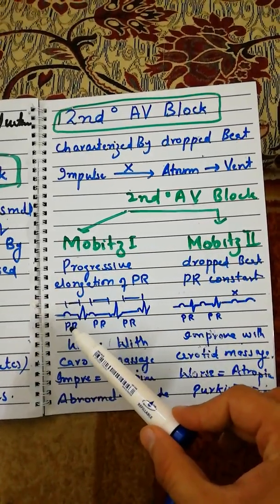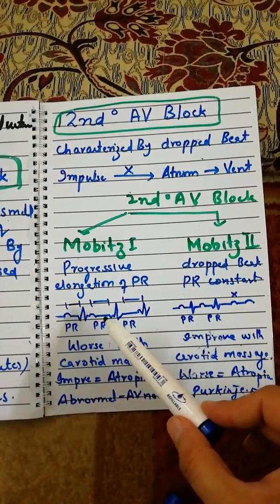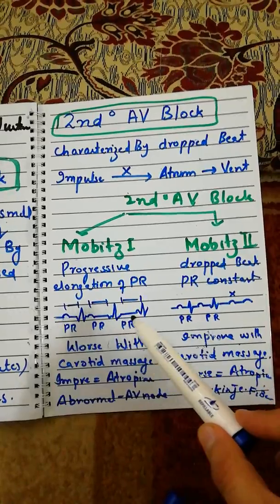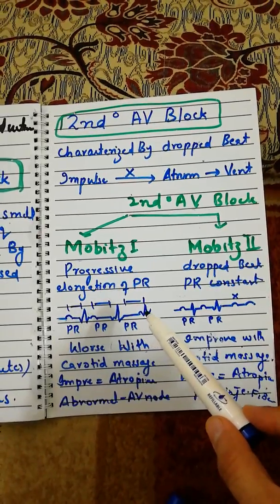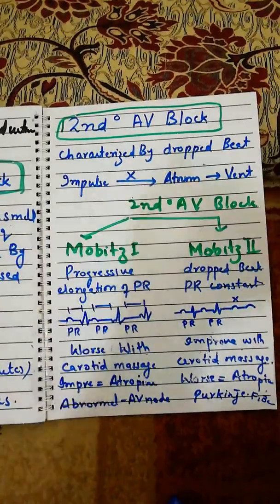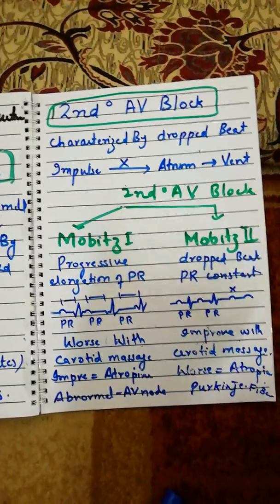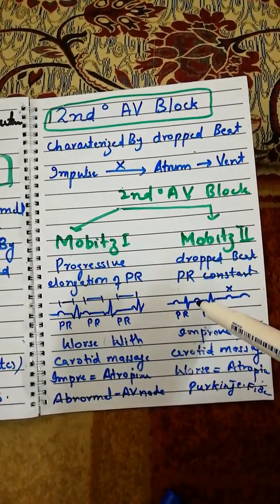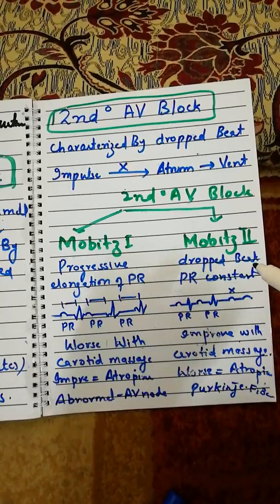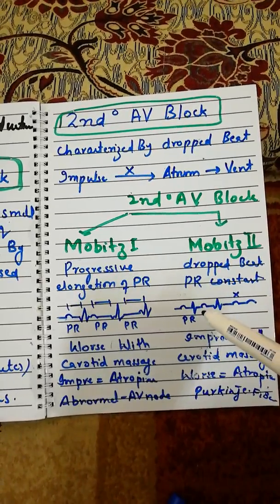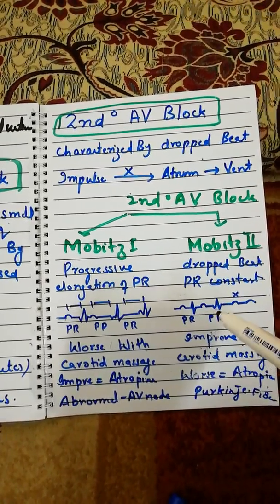As you can see here, the PR interval is less prolonged. In this case, the PR interval is more prolonged. In this, it's more prolonged in the second one. While in Mobitz type 2 block, the PR interval remains constant, but there will be a missed beat. Like you can see in this case, the PR interval is constant.